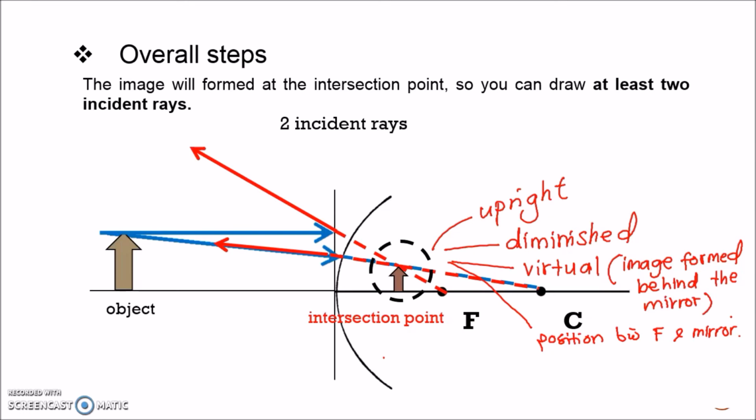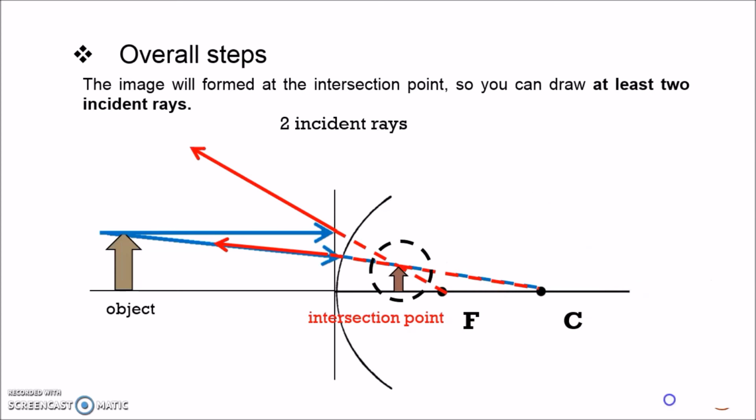So from this video, I hope you can understand about the ray diagram for concave and convex mirror. For the example 1.3 and 1.4, I will do a separate video for the explanation how to sketch the ray diagram.